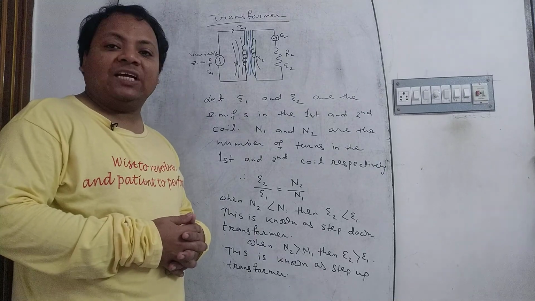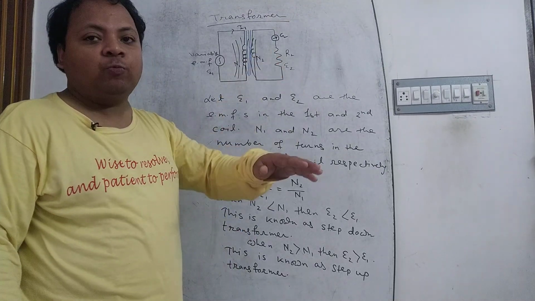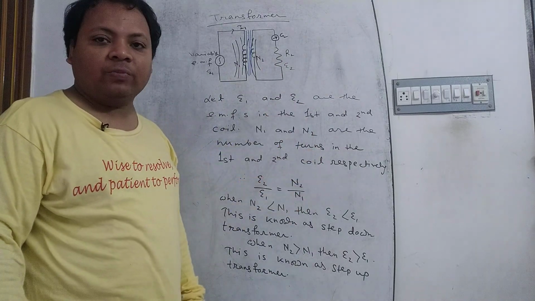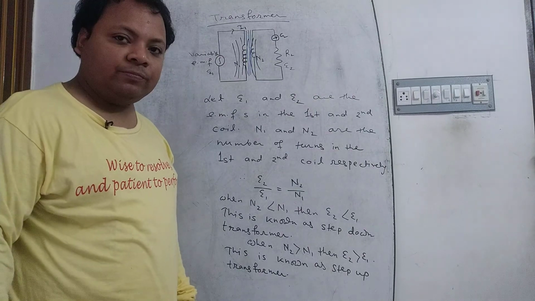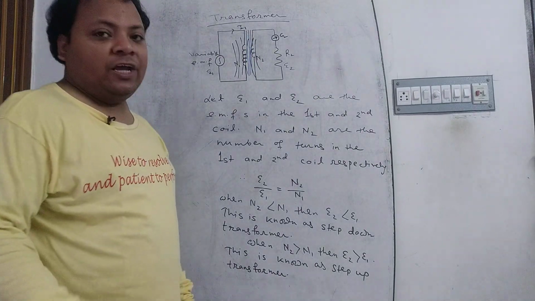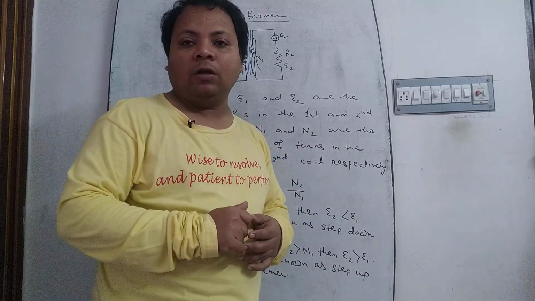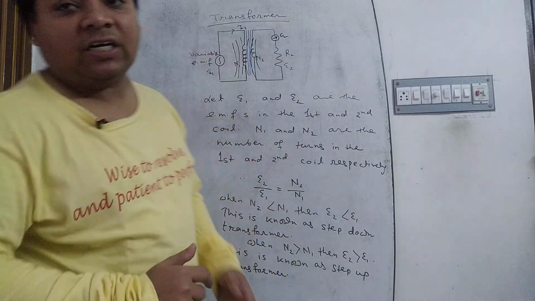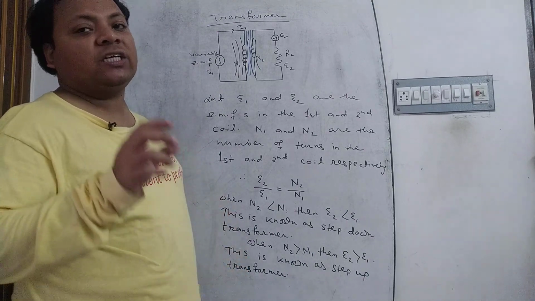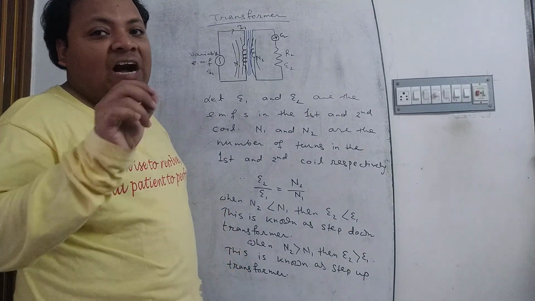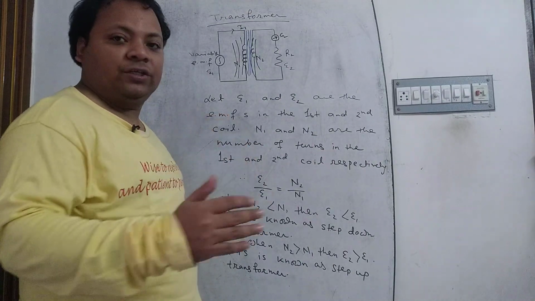By a step down transformer, we can reduce the output EMF. It is used in a mobile charger. In the input we get 220 volt, but in a mobile charger we need only 5 volt. That's why in a mobile charger a step down transformer works, which reduces the voltage.